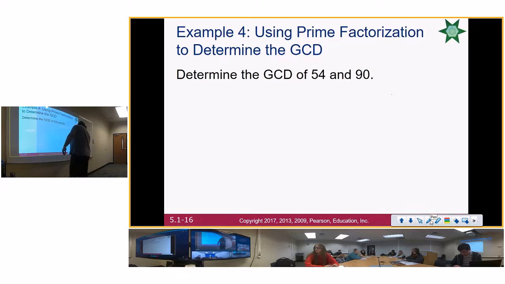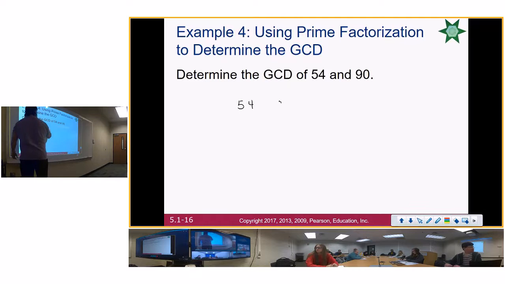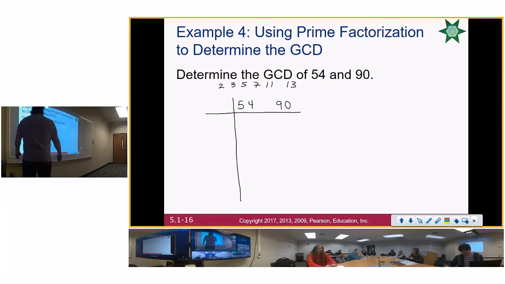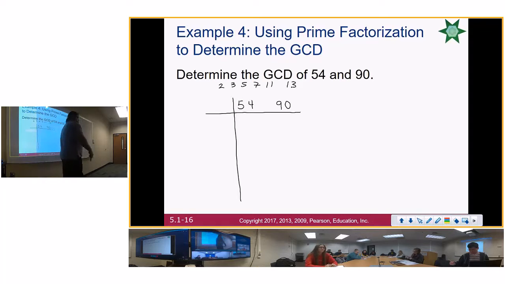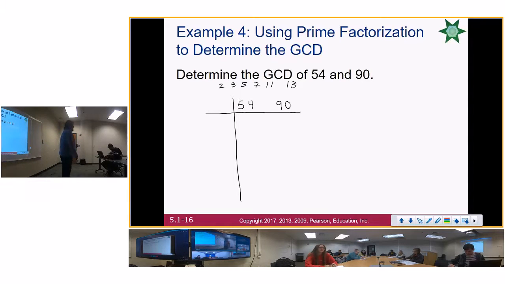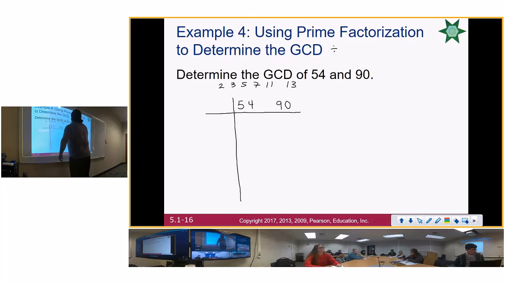So here we go. 54 and 90. I draw my chart. And I put 2, 3, 5, 7, 11, and sometimes 13. Those are the only numbers in our universe. So now I want you to go down, I want you to divide until you get prime numbers. Okay? So to find the GCD, we divide by primes until we get all primes.